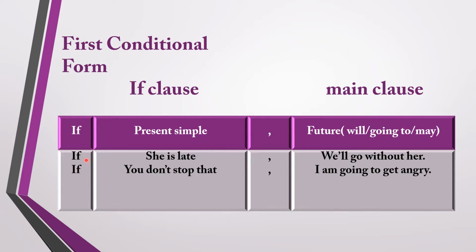Examples: if she is late, comma, we will go without her. If plus the subject she, and here is the verb to be and the main verb at the same time. وضعنا is والذي يكون فعل رئيسي ومساعد في نفس الوقت وهو في حالة المضارع البسيط. Late is the complement of the sentence تكملة الجملة.